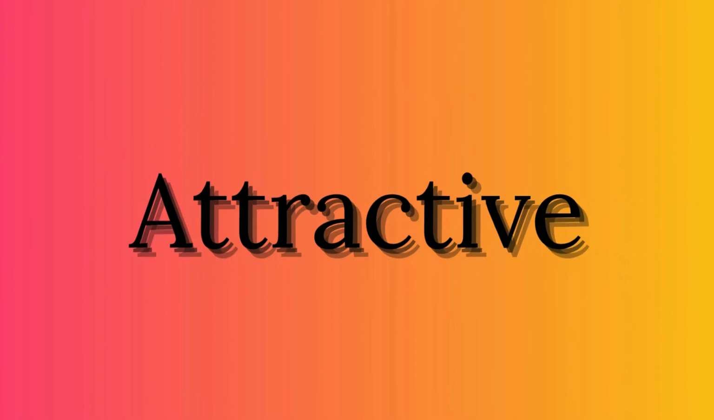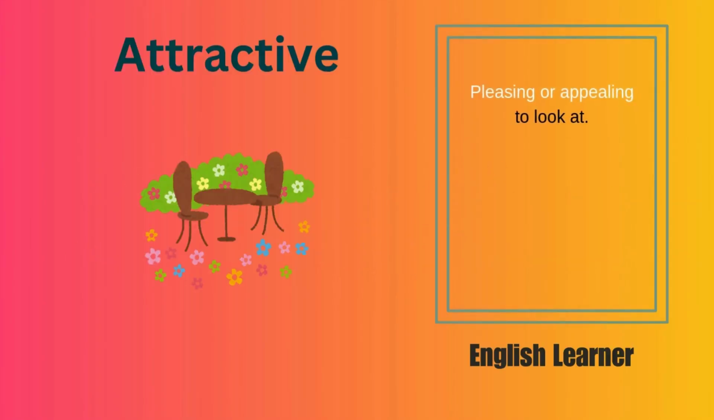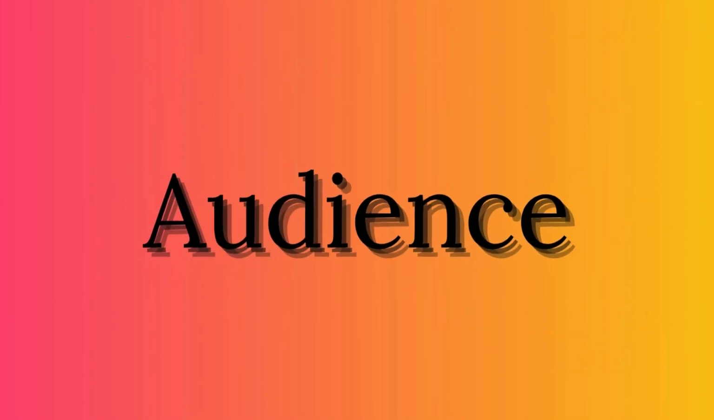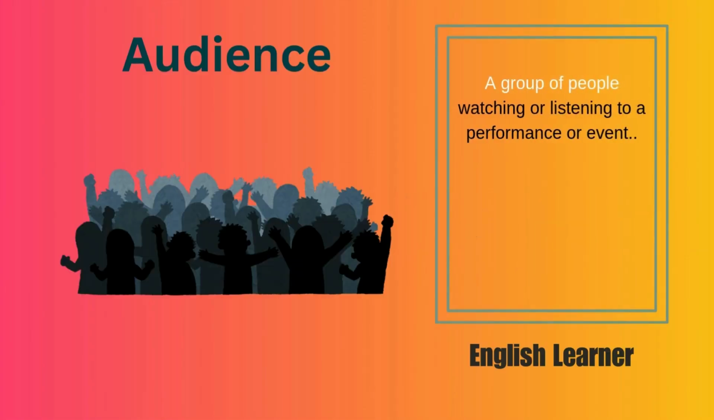Attractive. Pleasing or appealing to look at. Example. The attractive flowers made the garden beautiful. Audience. A group of people watching or listening to a performance or event. Example. The audience clapped after the concert.